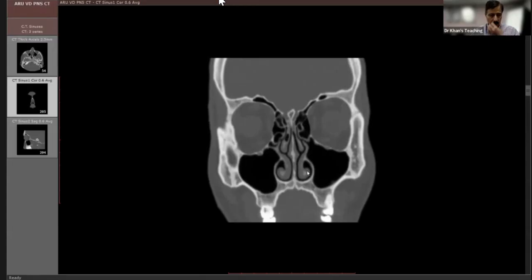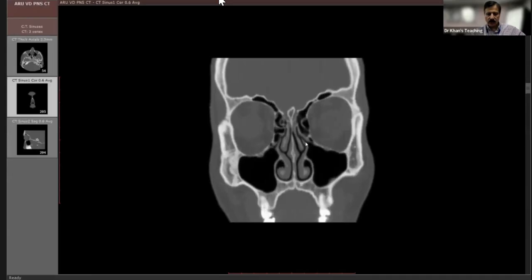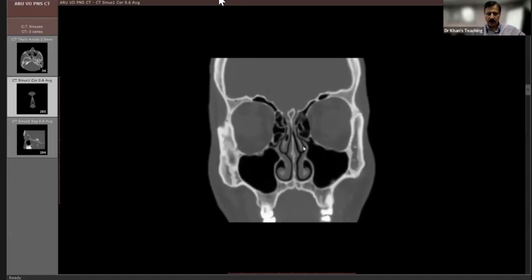Now, if you see carefully, this is the nasal septum, and here, this is the middle turbinate, this is the inferior turbinate. So this is the maxillary sinus, and you can see the ostium here. From here to here is the infundibulum. And this lucency here is the middle meatus. On the other hand, you can see orbit here. So this convex structure here is the ethmoid bulla.